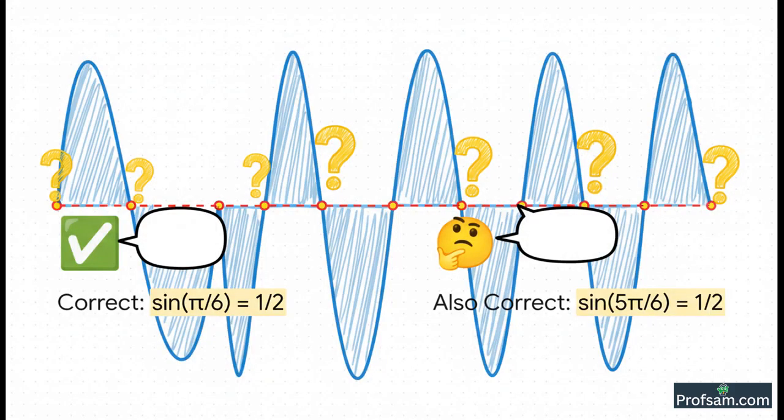So take a look. We know sin of pi by 6 is 1 by 2. But wait a minute, what about sin of 5 pi by 6? That's also 1 by 2. And it doesn't stop there. There are actually infinite angles that give us the same sine value of 1 by 2. This is a huge problem, isn't it? If we want to go backwards, from the value back to the angle, which one do we pick? We can't have 100 different answers. We need one single official answer.